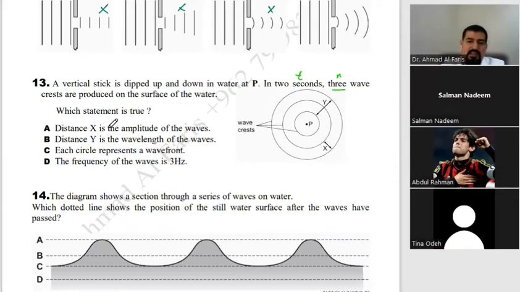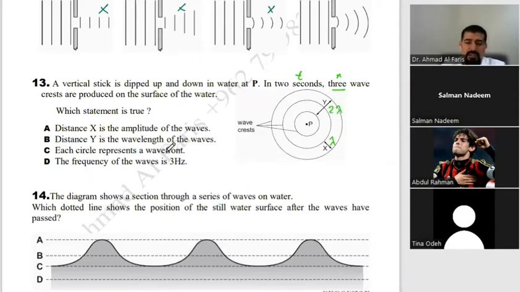This distance x is the amplitude. Actually, I'm looking at the top view here. I can't see how much the wave moves up and down, so I can't see the amplitude. X is what, ya shabab? It's exactly the wavelength. So that means y, the distance y, is the wavelength? No, it's twice the wavelength. Bravo, twice the wavelength.